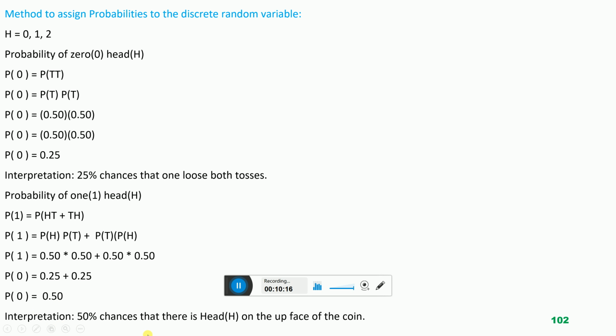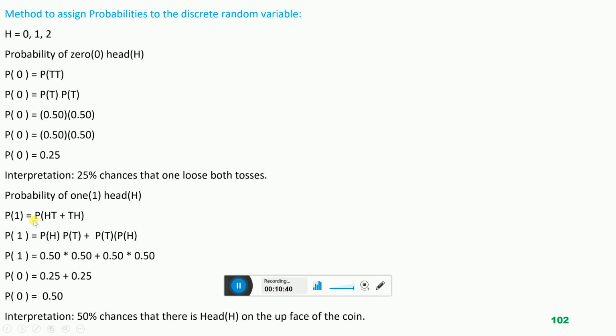What does this mean? This means that there are 50% chances, when we toss a coin twice, that only one time head appears and one time tail appears on the up face of the coin. So in two tosses, the chance of one head is 50%, that we calculated.